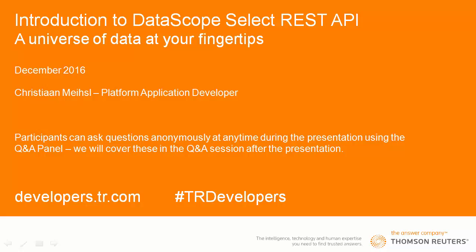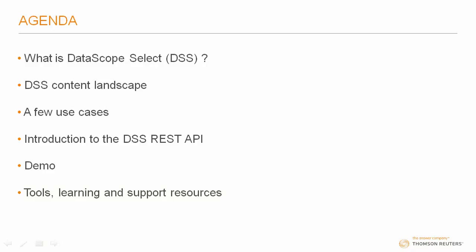Let me introduce you to the DataScope Select REST API. After a quick overview of DataScope Select, we shall look at a few use cases and then jump into the DSS REST API with a demo of some of its capabilities. We will then wrap up with a list of additional useful resources before moving to the Q&A.